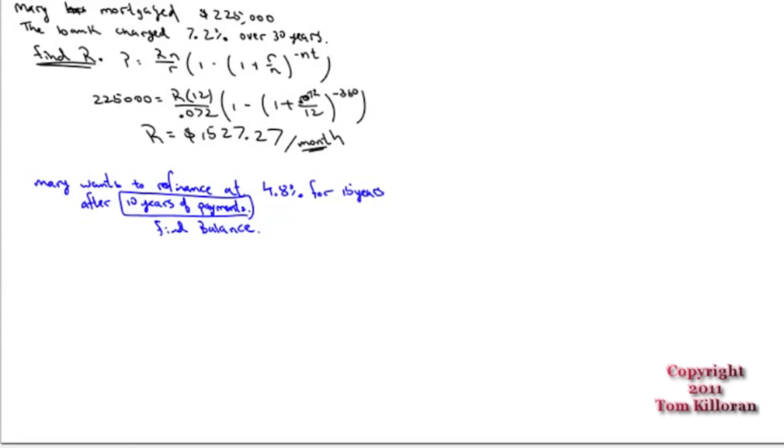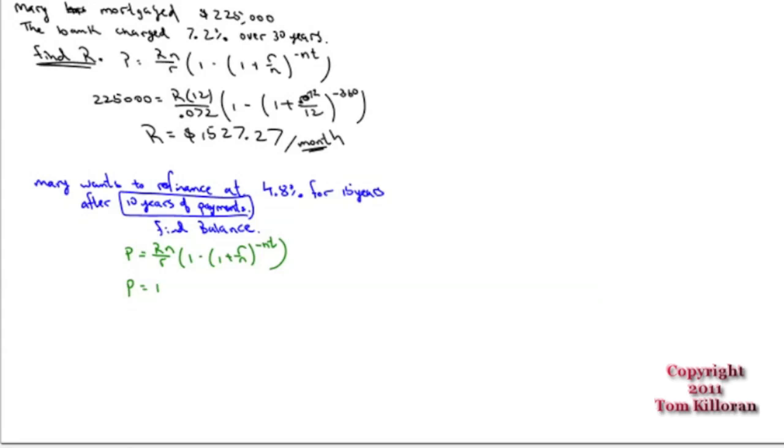Okay. So, how do I find after 10 years? Well, you're going to use the same formula. P equals R N R 1 minus parentheses 1 plus R over N raised to the negative NT. Do I know the principal? No. Heck no. I made 10 years of payments. It's totally changed. That would be the balance.